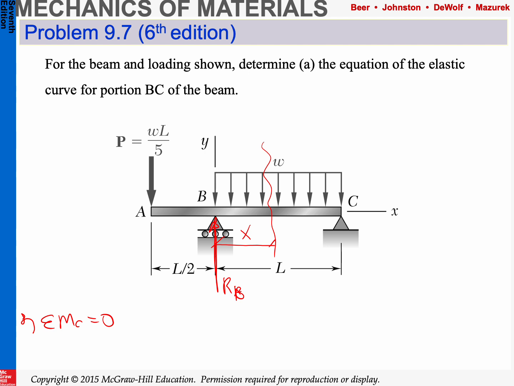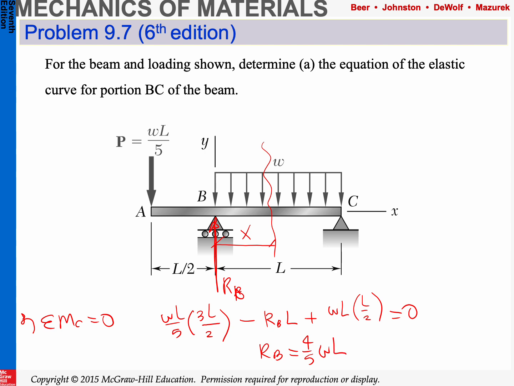You have your point load times the distance from point C. You have your reaction at B times the distance from C, and you have your uniformly distributed load and the distance from C equals 0. So if you solve this, you get RB is equal to 4 over 5 WL.